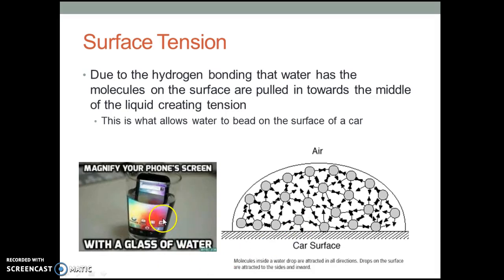Please don't be the person that thinks this could actually happen and drops your phone into a glass of water.